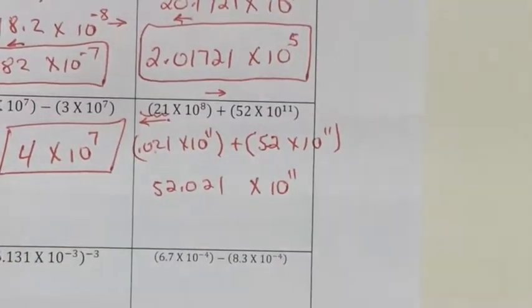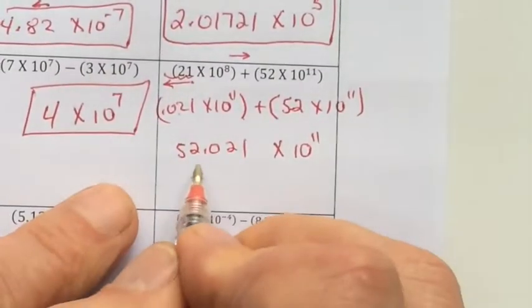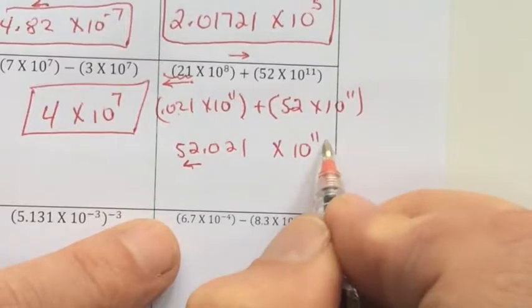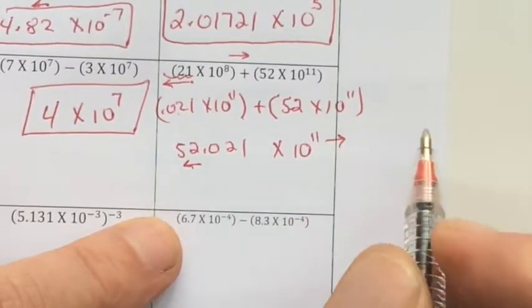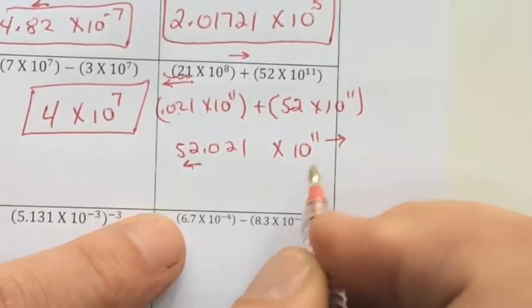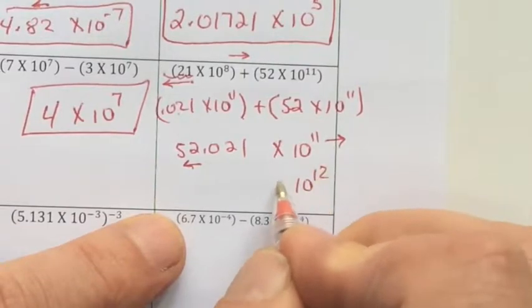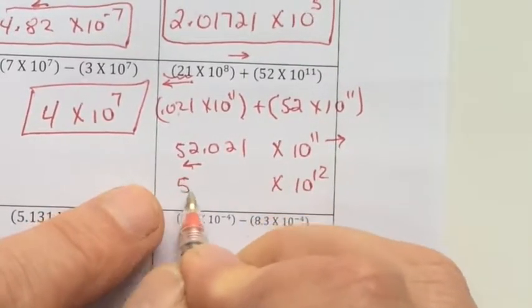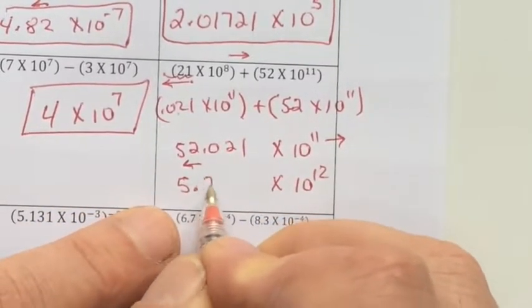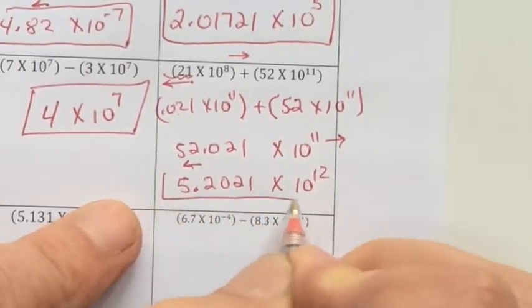And we're done, except we have to fix it. So that has to go one spot this way, so the 11 will go one spot that way. One spot more than 11 is 12. And then this one puts the decimal right there, 5.2021.